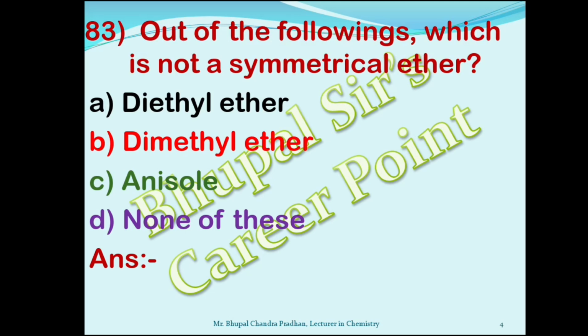In case of diethyl ether, two ethyl groups are attached to oxygen and it is an example of a symmetrical ether. In case of dimethyl ether, two methyl groups are attached to oxygen and it is also a symmetrical ether. But in case of anisole, one phenyl and the other methyl are attached to the oxygen atom, which is an unsymmetrical ether. So option C is an unsymmetrical ether, that is, not a symmetrical ether. So the correct answer is option C, anisole, which is also commonly called methyl phenyl ether. Thanks to the students who have given option C as their answer in the live chat.